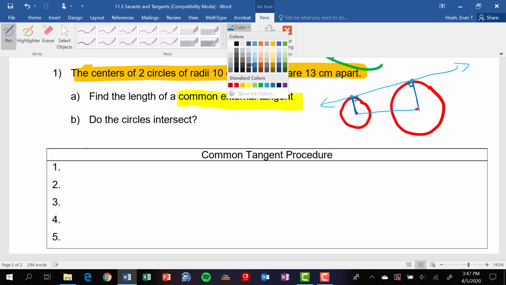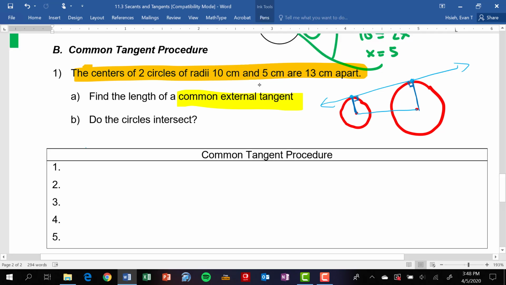And then my step 3 will be through the center of the smaller circle. So here's the smaller circle. I'm going to draw a line segment that is parallel to this external tangent. So it's going to be like this. Okay, so these 2 lines are parallel to each other. That's going to be my 3rd step.